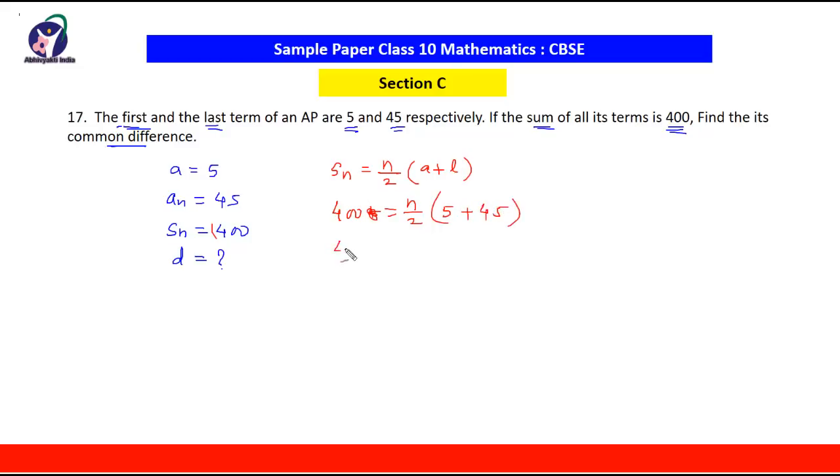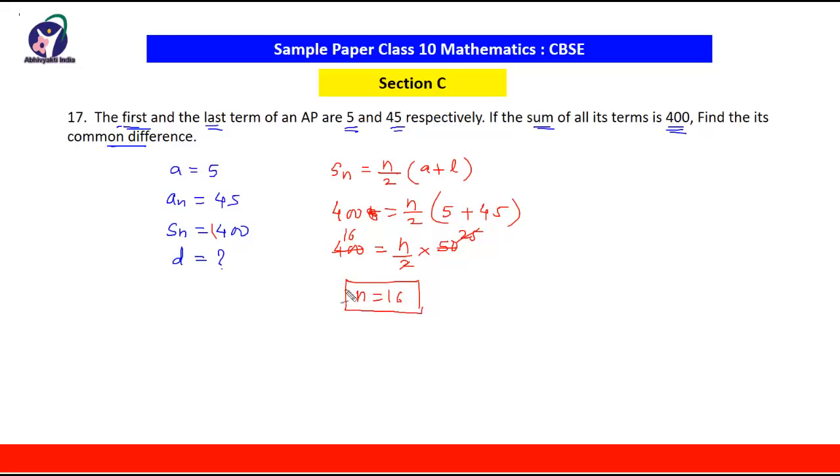So 400 is equal to n by 2 into 45 plus 5, that will be 50, and 2 25s are 50, and 25 16s are 800, and so we get n is equal to 16. So this is the first step we have got.